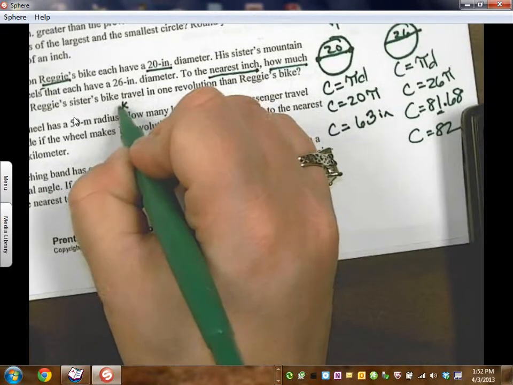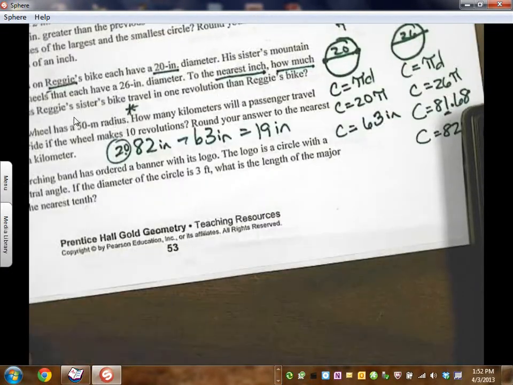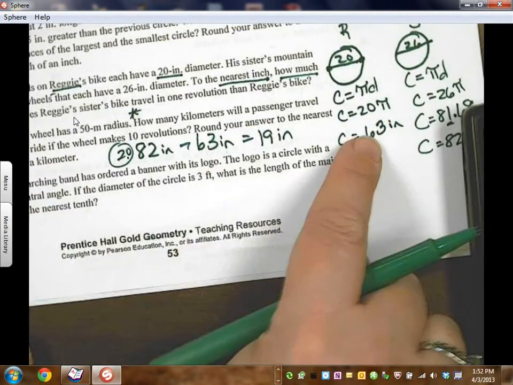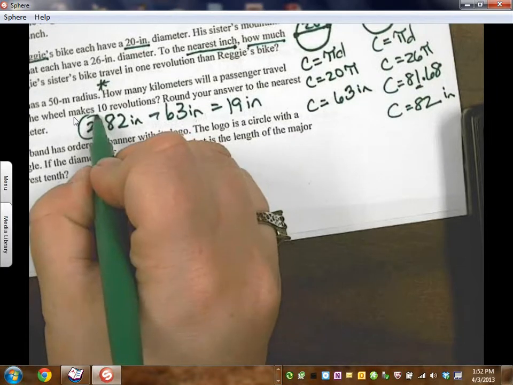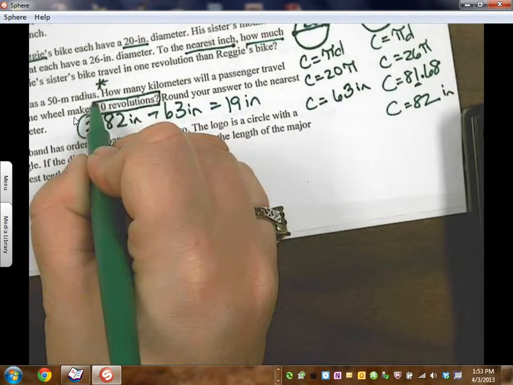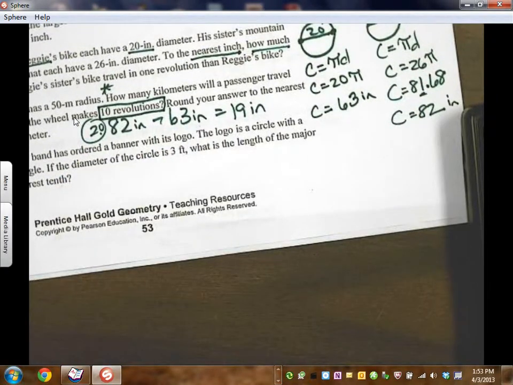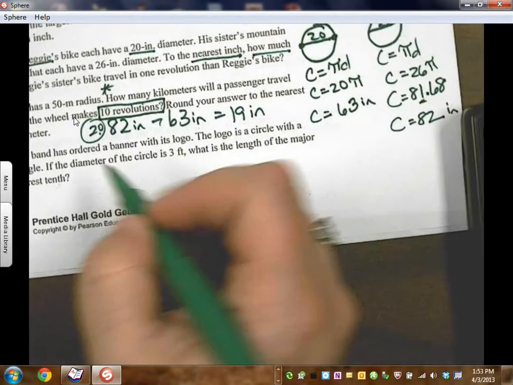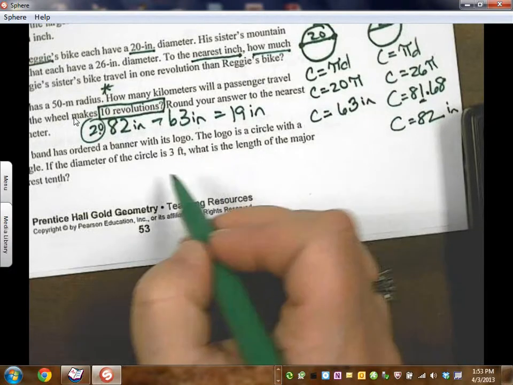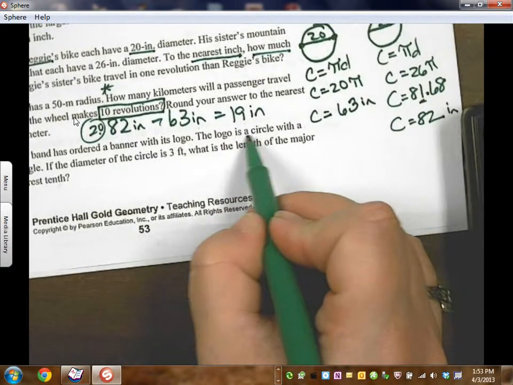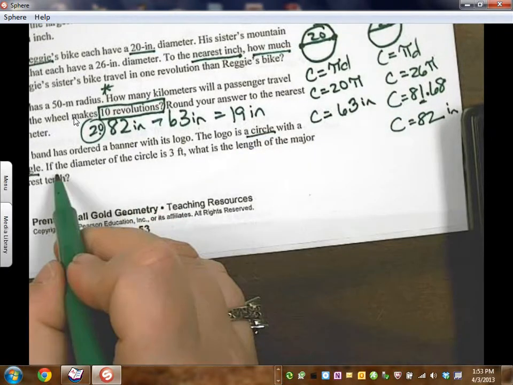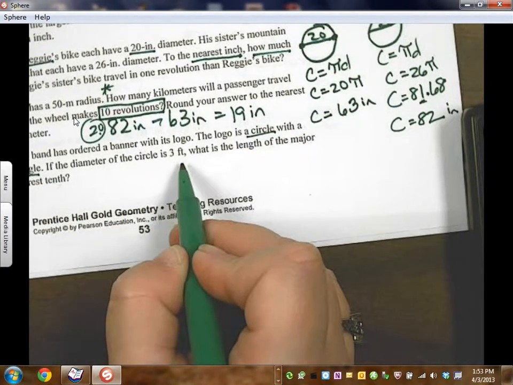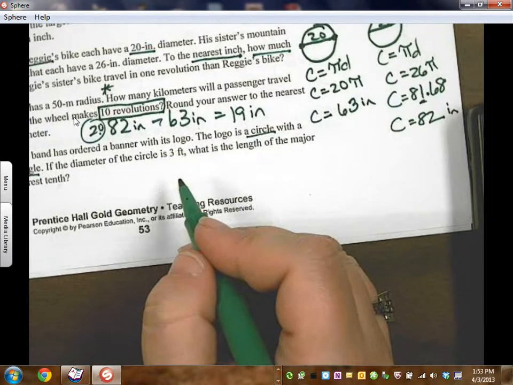This is number 20. Not number 19. 21 is very similar to that, except it wants to know it's going to make 10 revolutions. That's an important word. Okay? The marching band has ordered a banner with its logo. The logo is a circle with a central angle of 45 degrees. If the diameter of the circle is 3 feet, what's the length of the major arc to the nearest tenth?